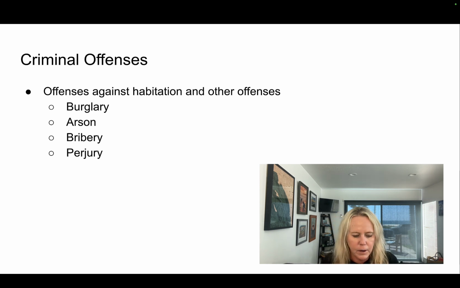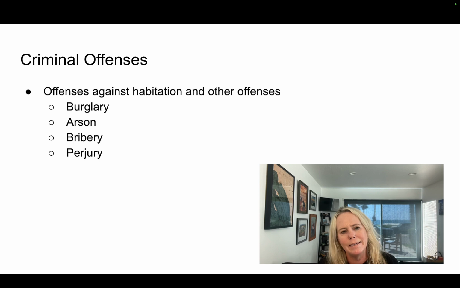And bribery is actually a pretty serious crime internationally. I will talk about that in a minute. But you can't pay people to make decisions in your favor in a business environment. And then perjury is the act of telling falsehoods in a legal proceeding, lying under oath.